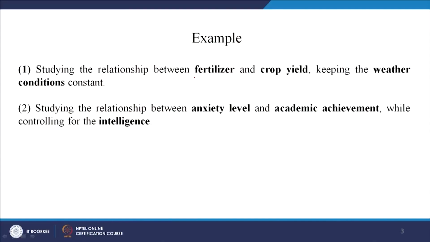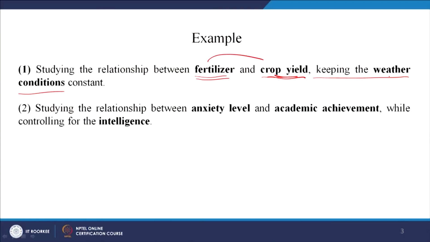So let us see this case. I want to study the relationship between fertilizer and yield, that is, how much crop is produced, but I am keeping the weather condition constant. Assuming that weather is constant, I am trying to see the effect of fertilizer on crop yield. In reality it might not be possible, because weather does play a role in crop yield, and it is not only fertilizer. So when I want to see the effect of fertilizer on crop yield keeping the weather constant, that means different types of weather are suppressed and kept constant. This is a case of partial correlation.